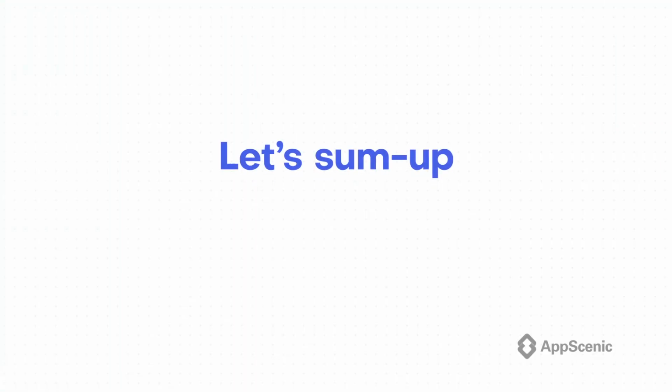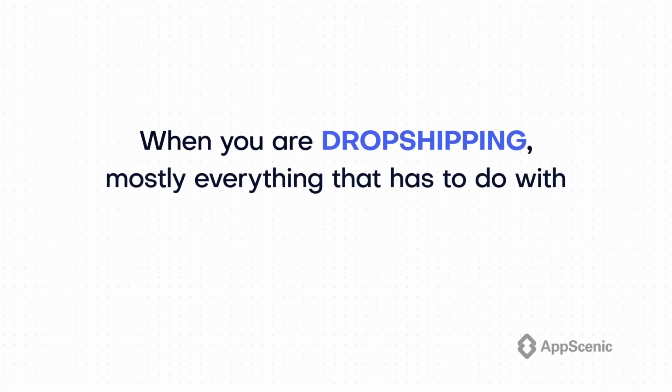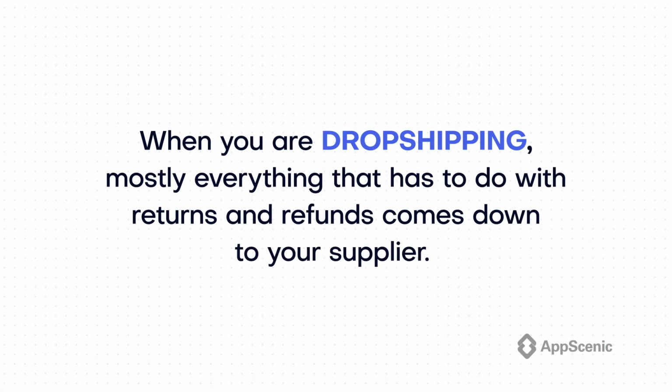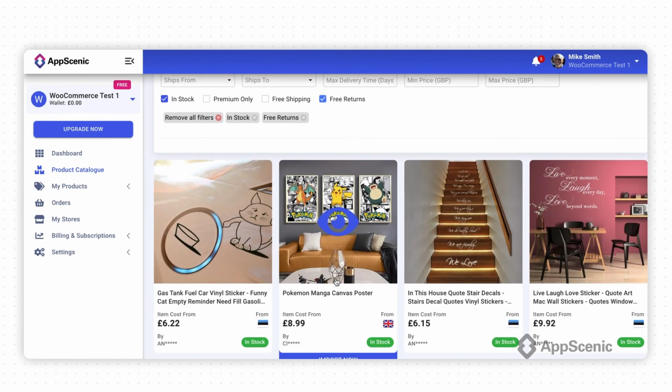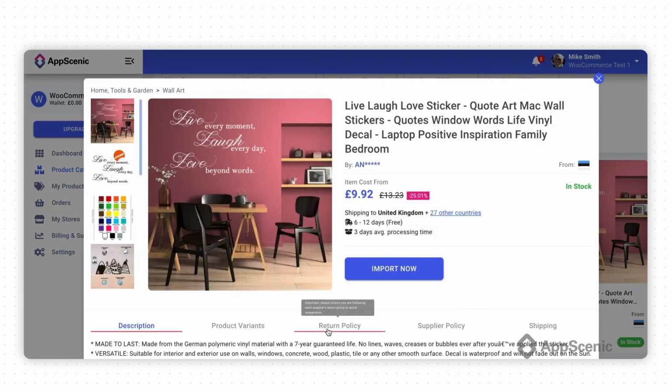Now, let's sum up. A clear return policy will give customers the reassurance they need to purchase an item from your store. When you are dropshipping, mostly everything that has to do with returns and refunds comes down to your supplier. That's why it's hugely important to choose a supplier you can trust to make the return process as smooth as possible. So, before choosing a supplier, even on AppScenic Marketplace, make sure you are okay with their return policy.